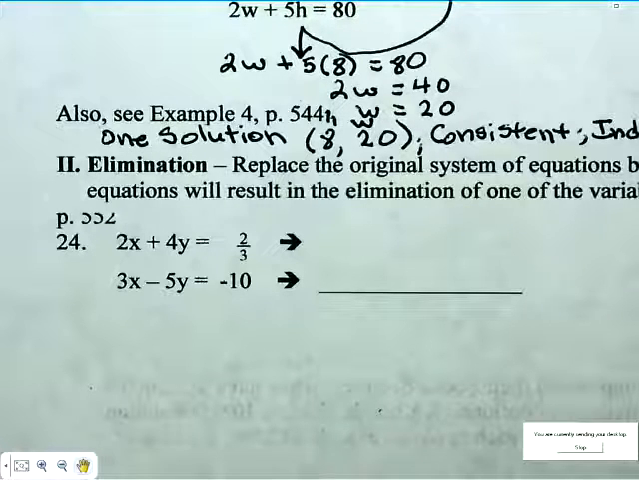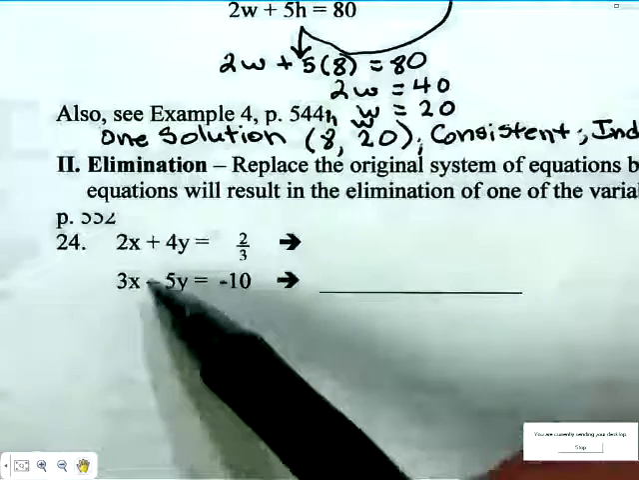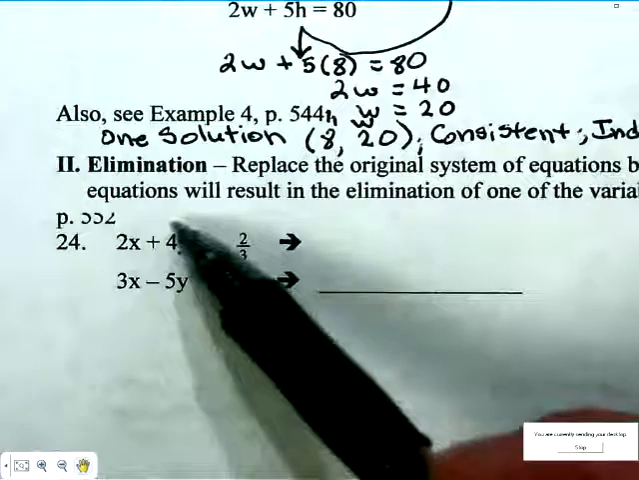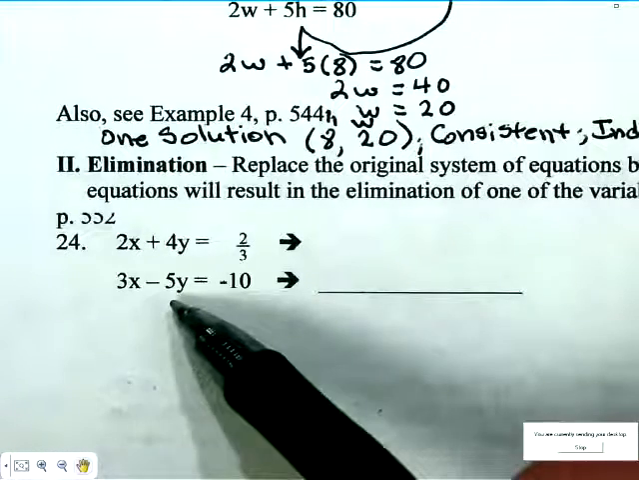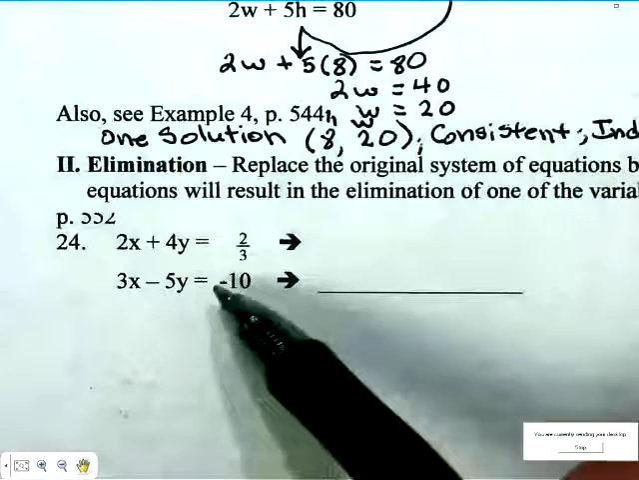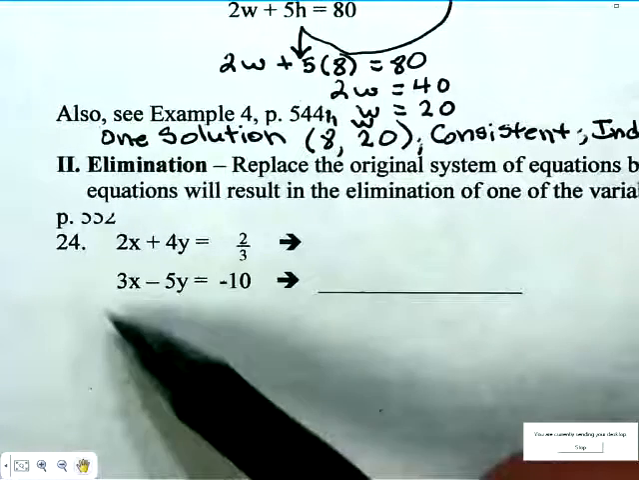Wilson's idea was either we could multiply by something that would cause the x's to cancel, or we could multiply by something that would cause the y's to cancel, or we could clear out fractions. We have lots of options here. We could clear out fractions first. But something kind of cool happens on this problem.